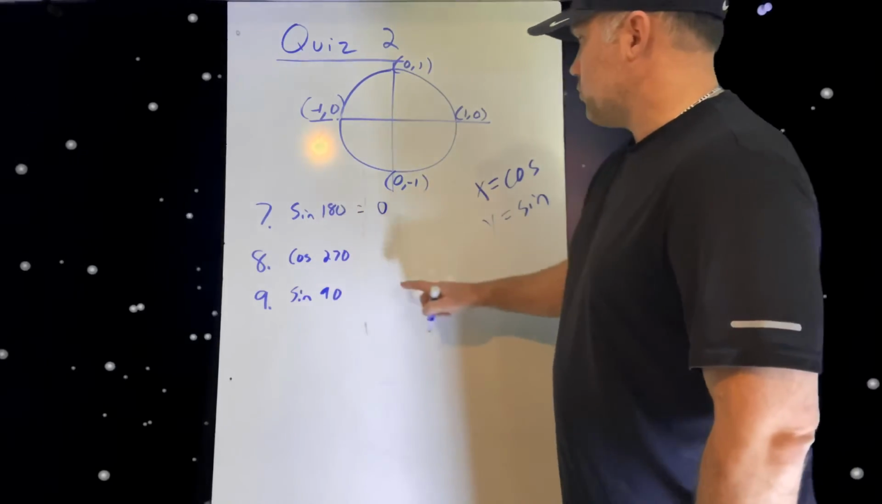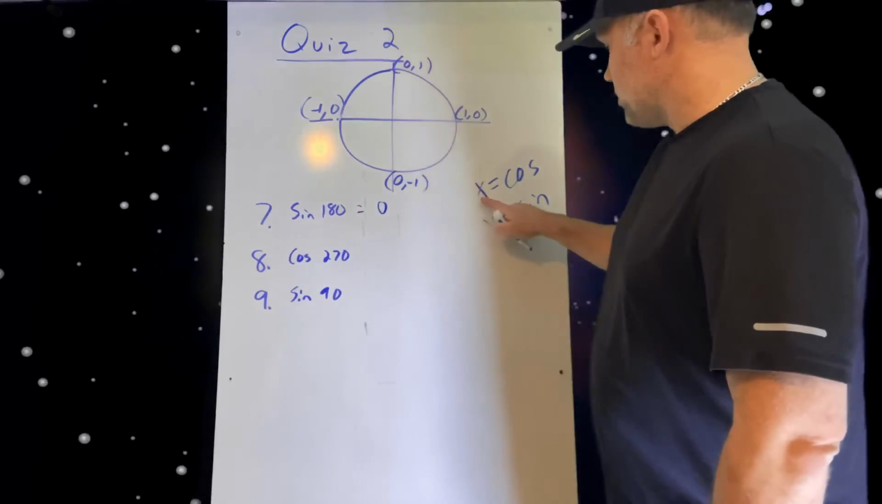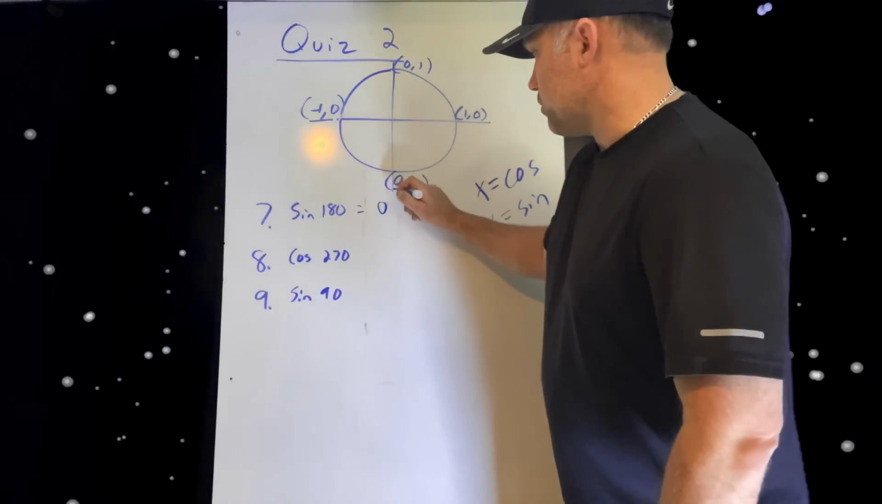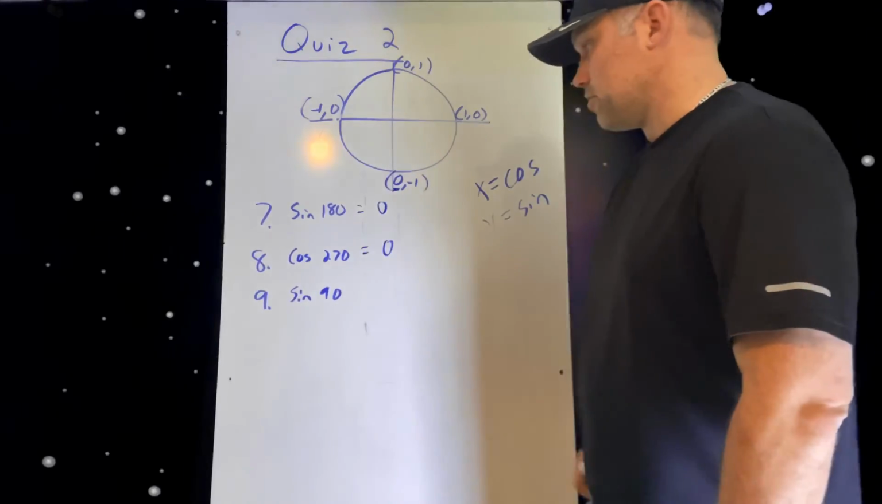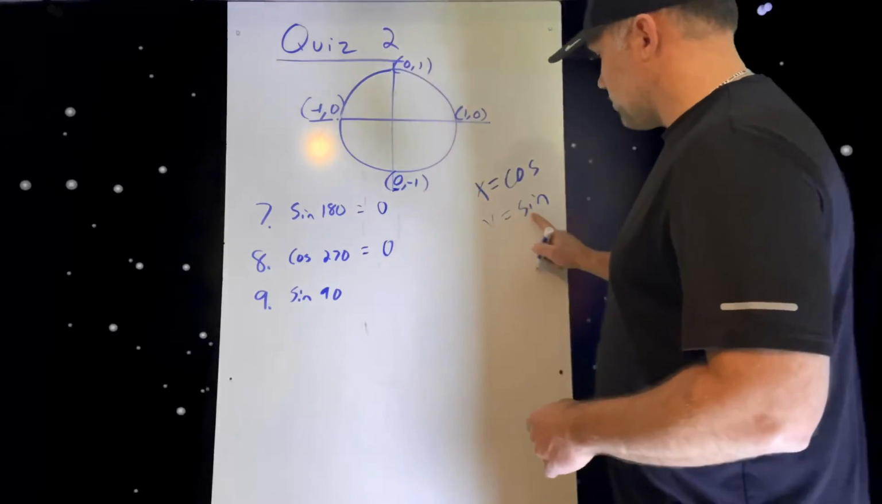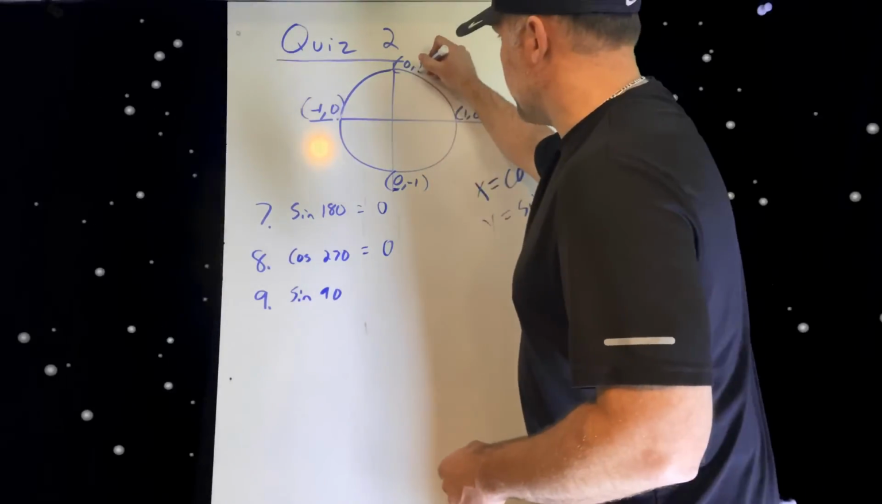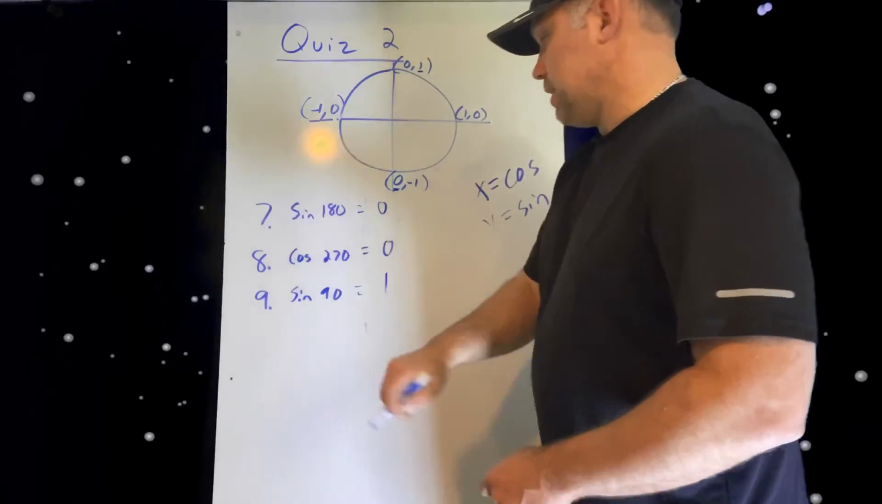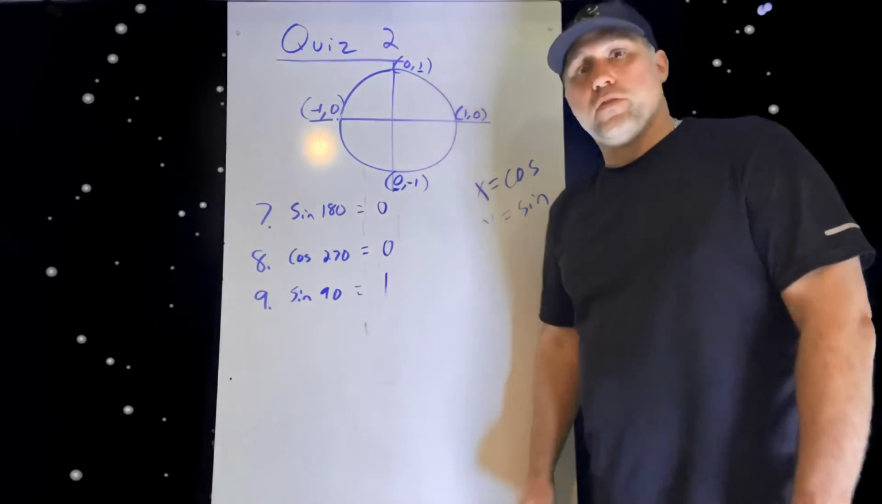The cosine of 270, that's down here. Cosine is your x value. That's going to be right here. That's also going to be 0. The sine of 90, that's up here. Sine is y, so we're going to go to your y value, which is 1. And sine of 90 is 1. So that should have been those answers.